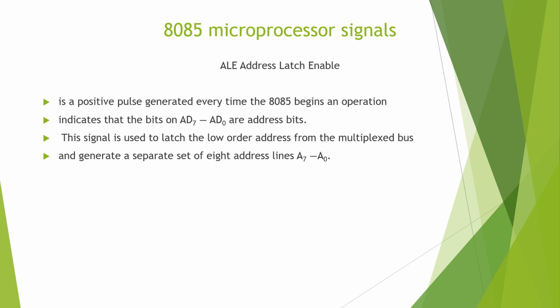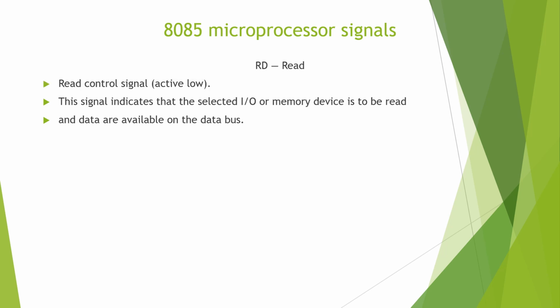And it's going to generate a separate set of 8 address lines A7 to A0. That is, it's going to separate the data bus from the address bus and generate A7 to A0, the address lines. RD is the read control signal, which is active low. This signal indicates that the selected IO or memory device is to be read and the data is available on the data bus.